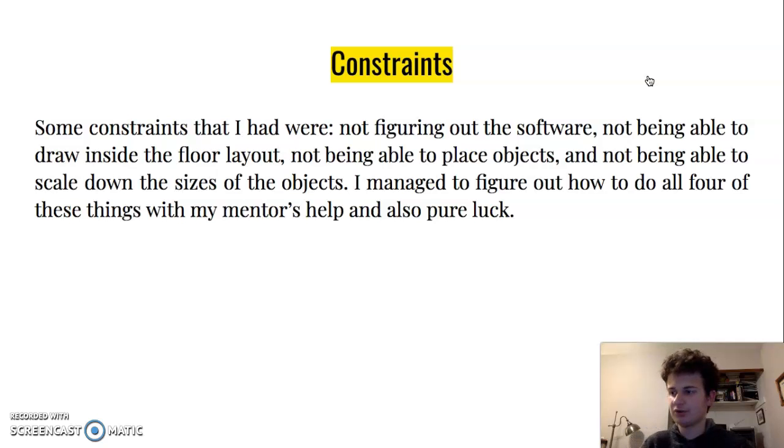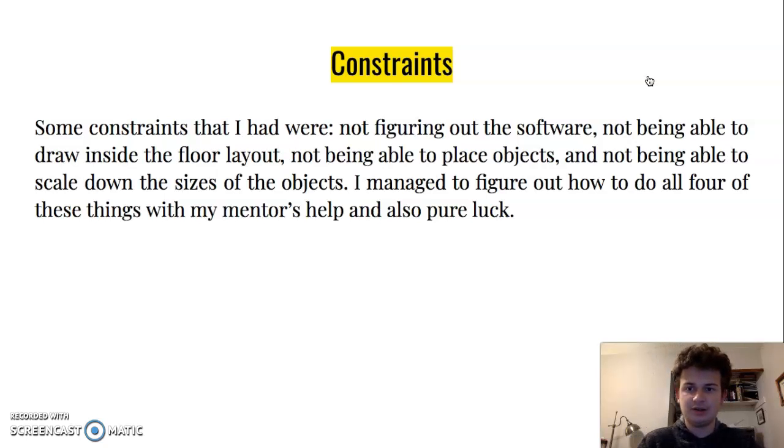For drawing inside the floor layout, again, same thing: it was one of the YouTube videos on the playlist that I was given. Not being able to place objects, this one I found by pure luck with the help of my dad. We were just trying everything and then we managed to figure it out by the end. And also the same thing for scaling down the sizes of the objects. That one was just pure luck. We were just trying out the options and then we finally did it.